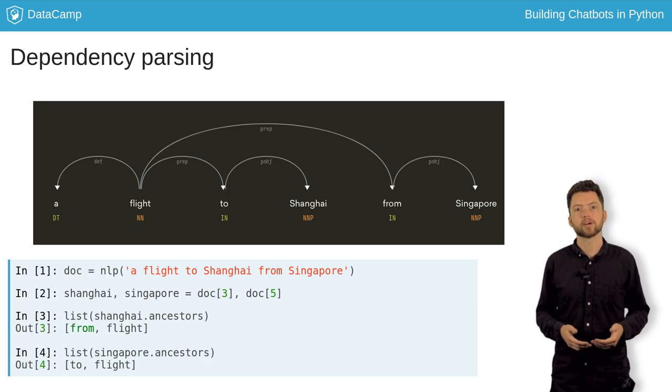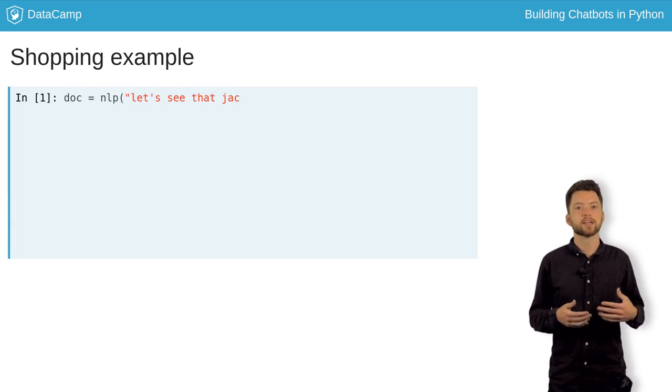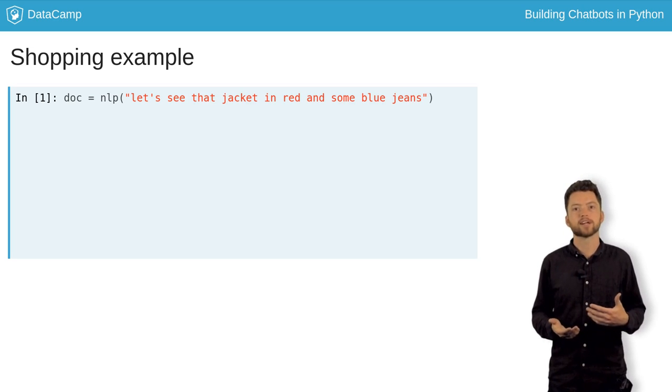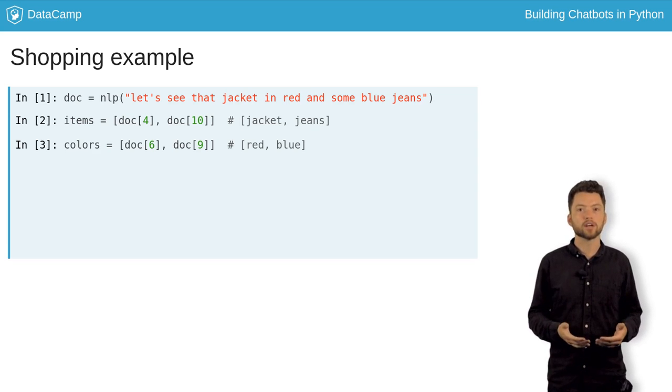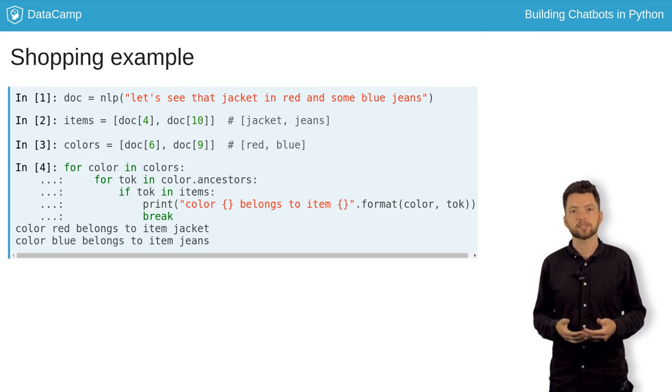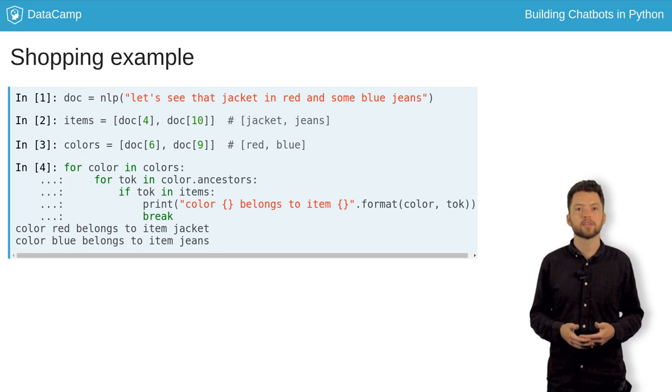Similarly, in a shopping scenario, we might get a message like, "Let's see that jacket in red and some blue jeans." It's important not just to extract the colors, but also to know which items they belong to. We can assign these colors as follows. For each color, we iterate over its ancestors and check if we've encountered an item with the statement "if token in items". The first parent item is then the item to which this color belongs.